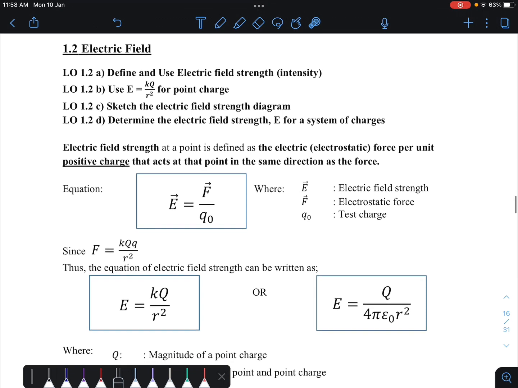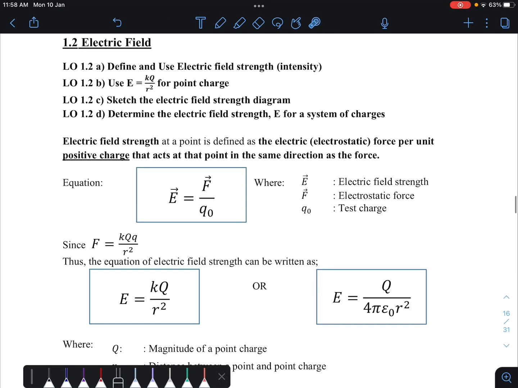So we're going to start with the definition of the electric field strength. Electric field strength at a point is defined as the electric force per unit positive charge that acts at the point in the same direction as the force. We use the symbol E to represent the electric field strength. So basically electric field strength is the electric force per unit positive charge that acts at a point.